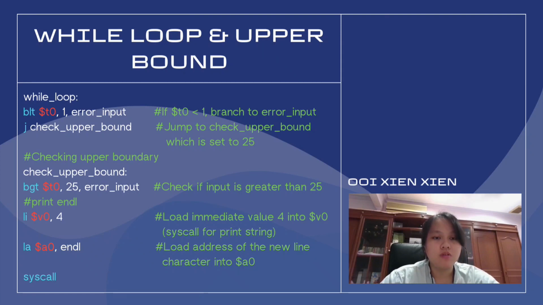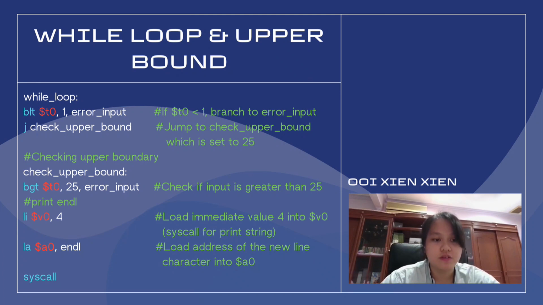So to do the while loop, we need to compare our input to see whether it's less than 1. If it is less than 1, by using BLT register T0, 1 and arrow input, we know that if the register T0 is less than 1, we directly go to the label arrow input, and if it is not less than 1, it will jump to the check upper bound. So now we come to the check upper bound. We use BGT register T0, 25 and arrow input. This one checks whether the input is greater than 25.